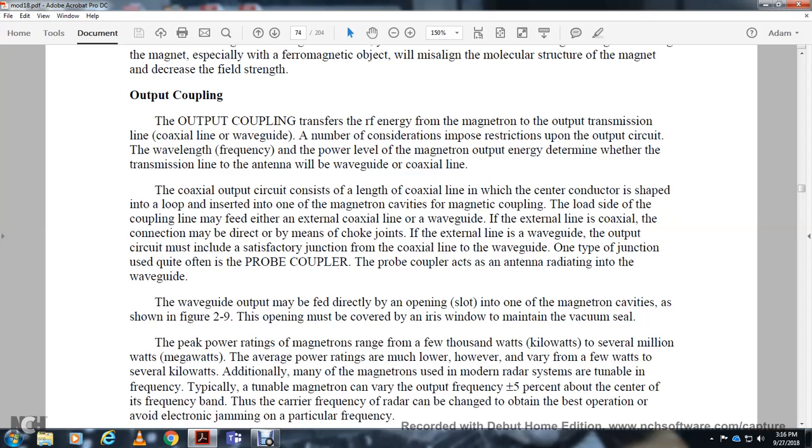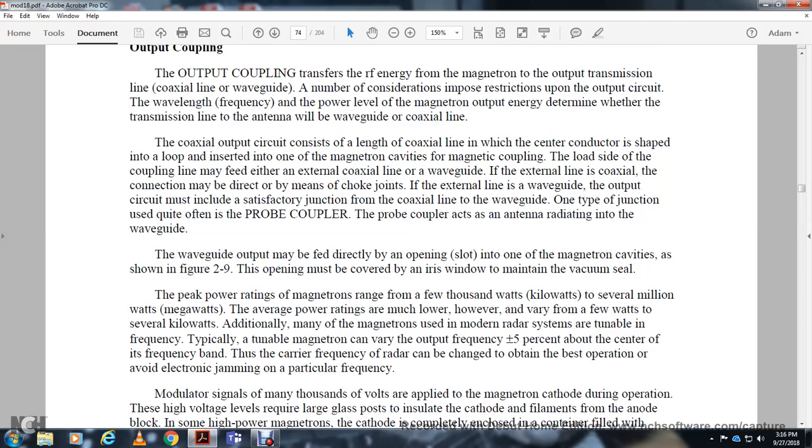The loaded side of the coupling is made with either an external coaxial line or a waveguide. The external coaxial connection may be direct or made by means of choke joints. For a waveguide output circuit, a satisfactory joint between the coaxial line and the waveguide may be included. One type of junction, quite often used, is a probe coupler that acts as the incident leading edge of the waveguide. The output may also be fed directly through an opening or slot in one magnetron cavity, shown in figure 2. The opening must be covered with an iris or window to maintain the vacuum seal.